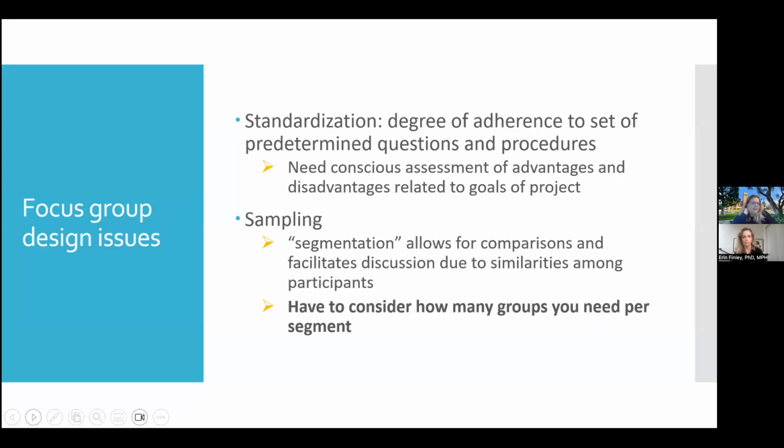You also want to think about the extent to which you're going to adhere to a predetermined set of questions and procedures. We would really recommend, in using focus groups in implementation research, that you stick pretty closely to the questions that you've designed. And we'll get into designing questions in just a little bit.